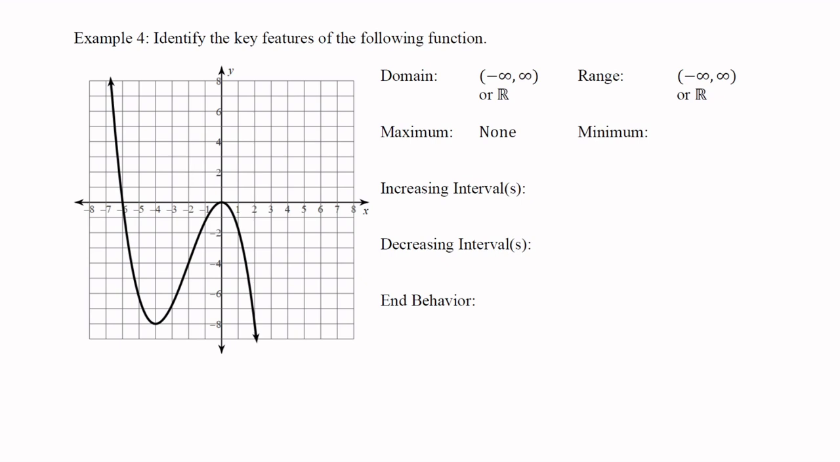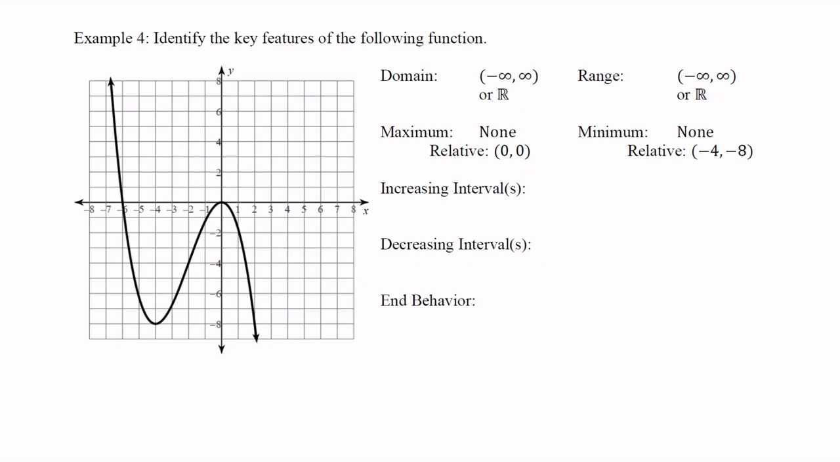However, there is a relative maximum at (0, 0), because in the neighborhood we do top out at a place. Because we have an arrow pointing down, there is no absolute minimum, but we do have a relative minimum at (-4, -8).